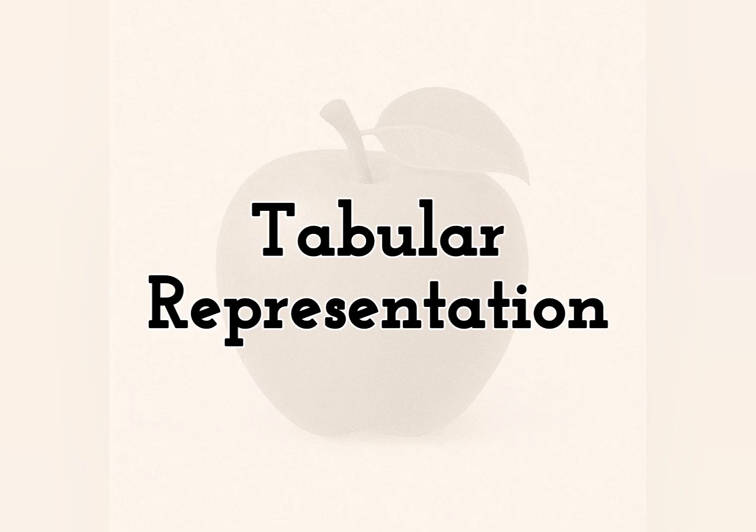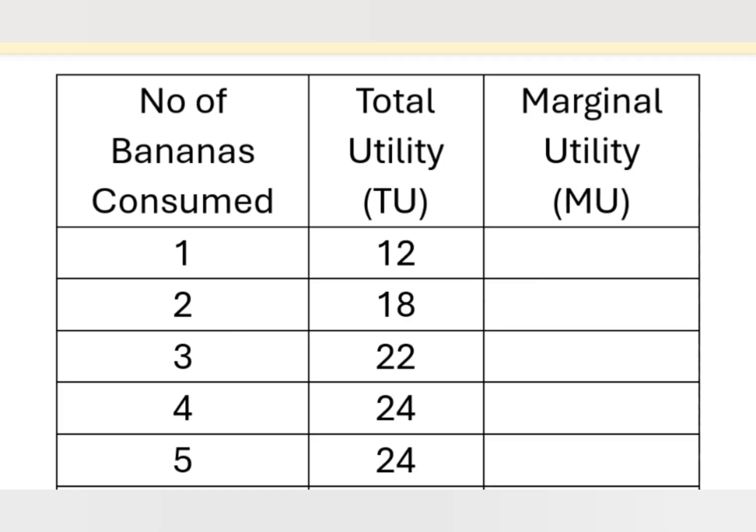Let's understand the law using this simple table of bananas consumed. What does this table show? Total utility, TU, represents the total satisfaction you get from eating bananas. Marginal utility, MU, shows the extra satisfaction you get from eating one more banana.